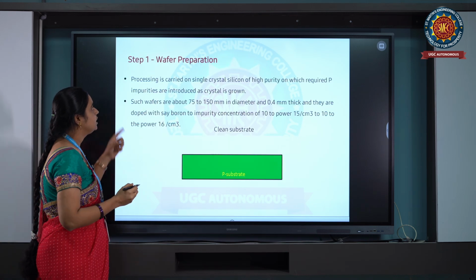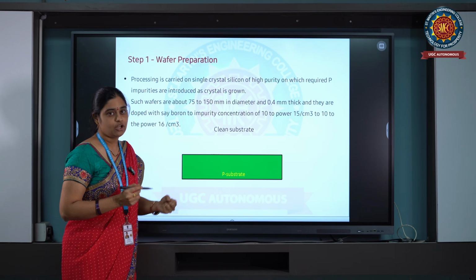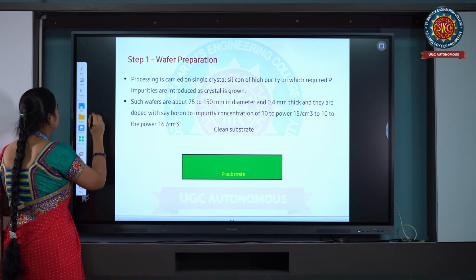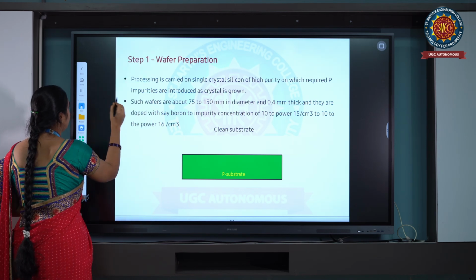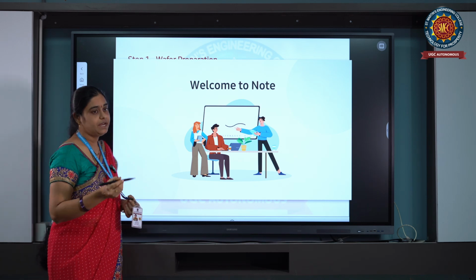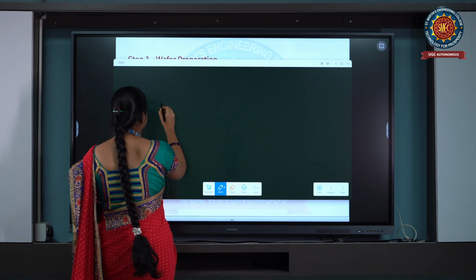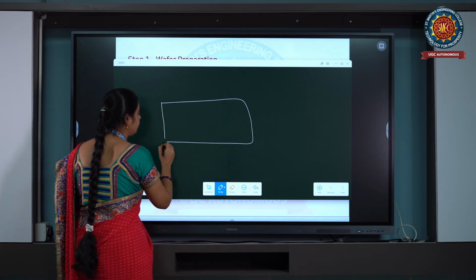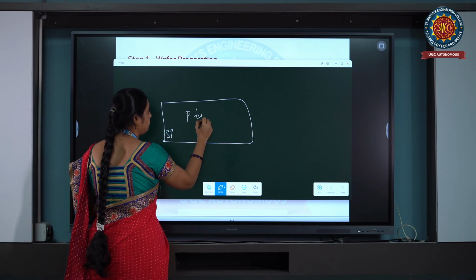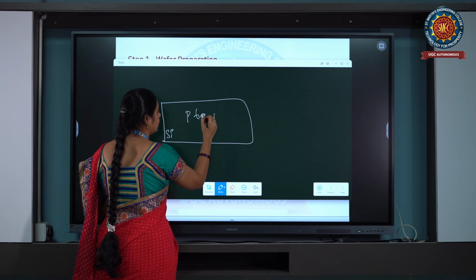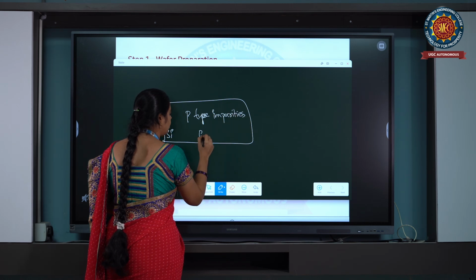This is the first step in the IC fabrication. In the first step, we are considering a P substrate. How are we considering a P substrate? We take a silicon wafer, and on the silicon wafer we add p-type impurities. The best example for a p-type impurity is boron.